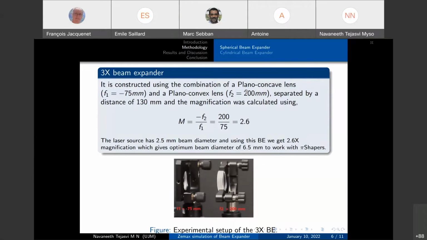I needed to simulate the same kind of system to check whether this beam expander is giving sufficient expansion to feed into the PyShaper. The catalog of the lenses was unknown, and I had the liberty to choose and experiment with different catalog lenses to find an optimum and better working beam expander.